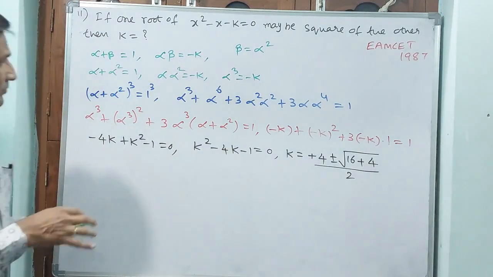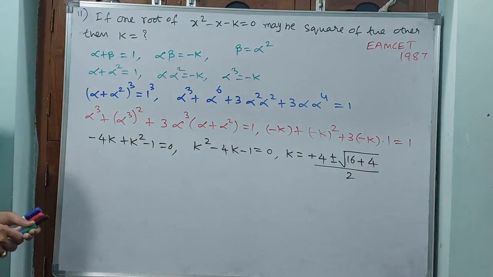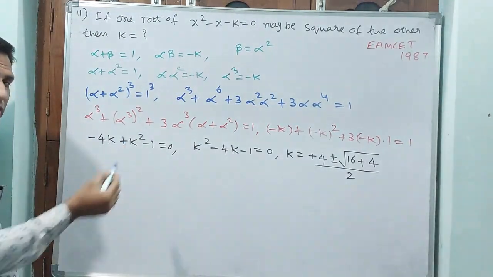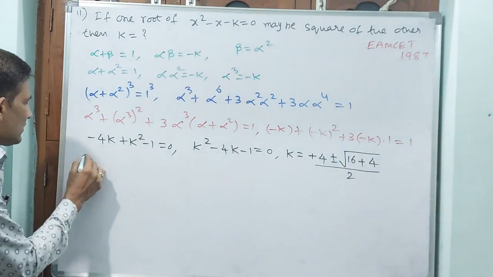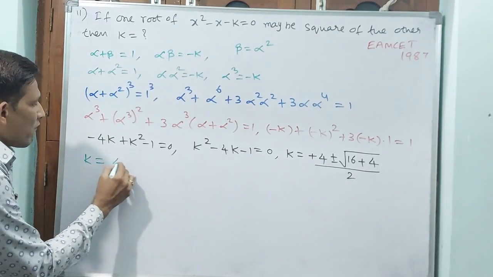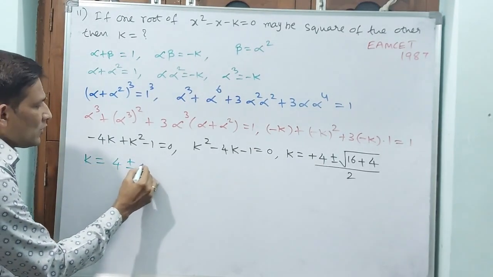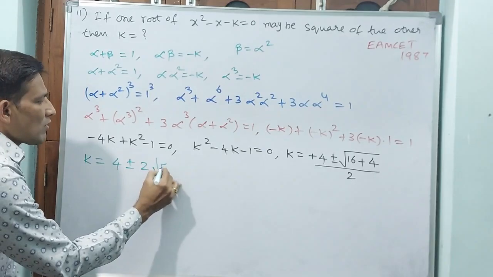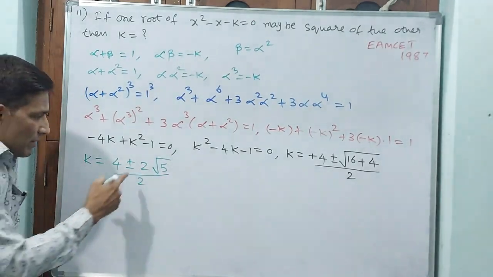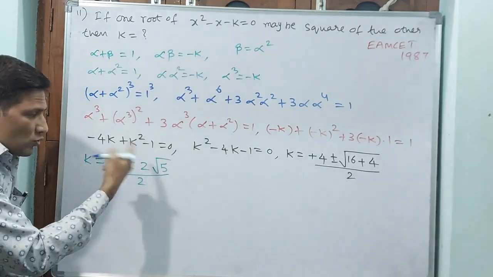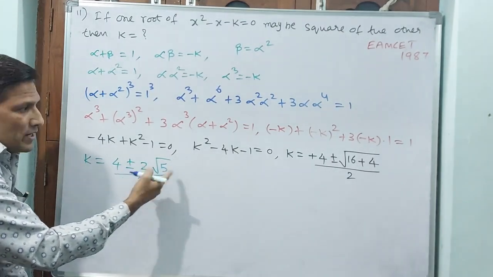Then to proceed further, 16 plus 4 is 20. How can I take it outside? 20 means 4 into 5, so 4 you can take out. Write down: k is equal to 4 plus or minus 2 square root of 5 divided by 2. Is it okay? Definitely, because this 2 square is 4, 4 into 5 is 20, inside 20.